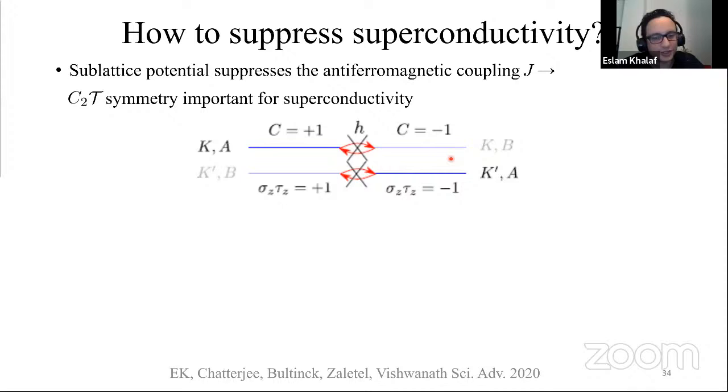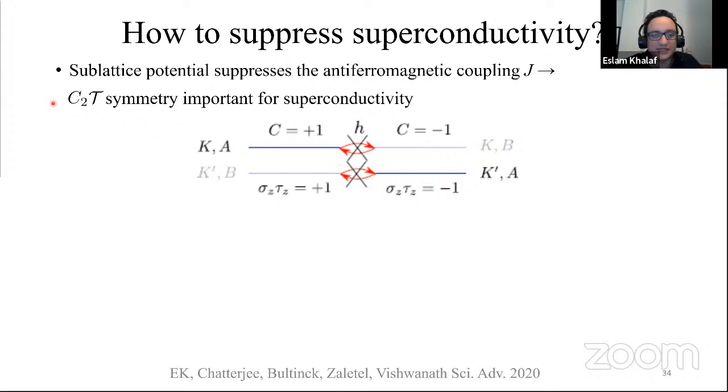So our prediction is that if you strongly break C2T symmetry, you destroy or at least weaken superconductivity. Of course, time reversal symmetry, we can break it by magnetic field, but generally breaking time reversal symmetry destroys superconductivity. So that wouldn't be a very unique prediction for our mechanism. But if you look at C2, there is no reason a priori why superconductivity should be too sensitive to this symmetry. So that's what we should try.